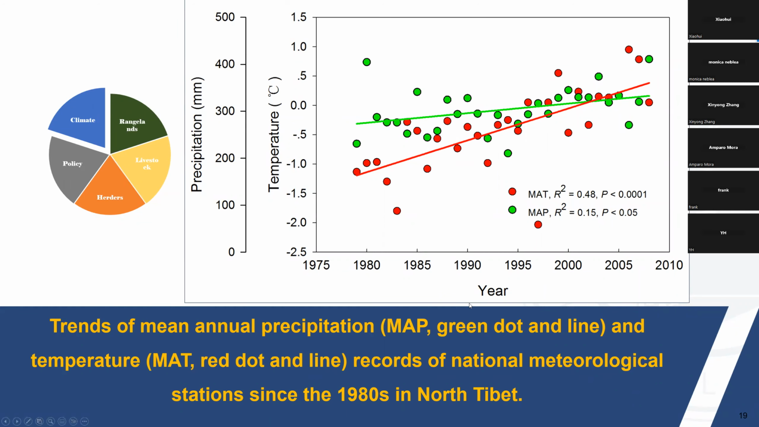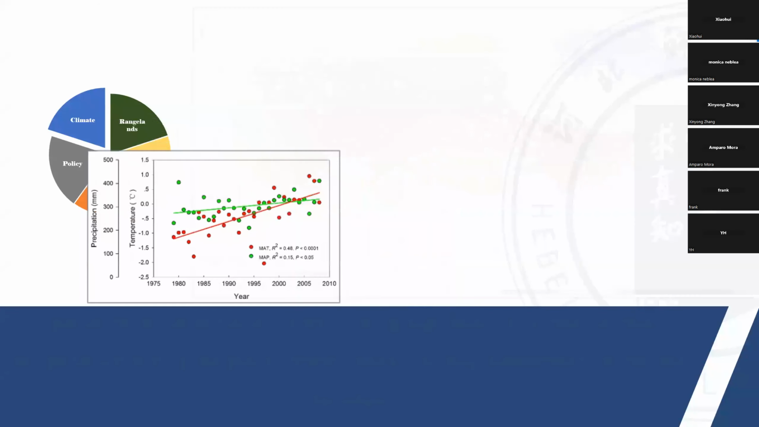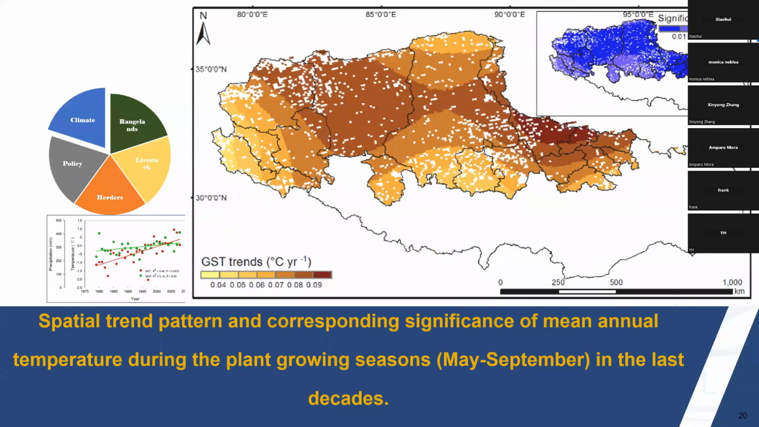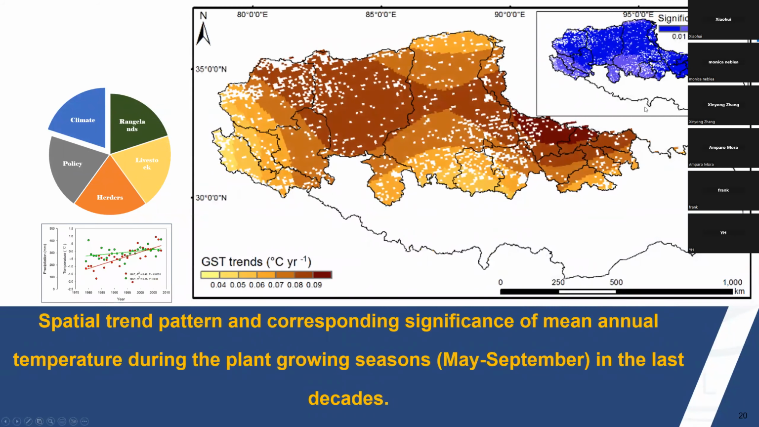So this is the climate change, but in the map we can see significant warming in the central area, and a little more moderate in the west and south areas. This is climate change in temperature during the plant growing season from May to September, and yearly.